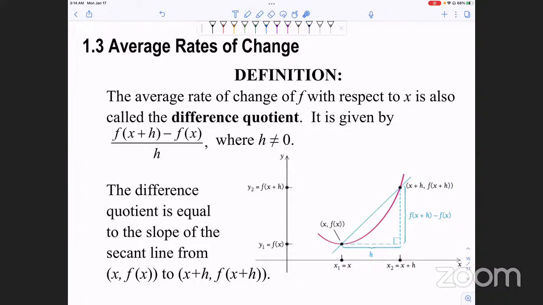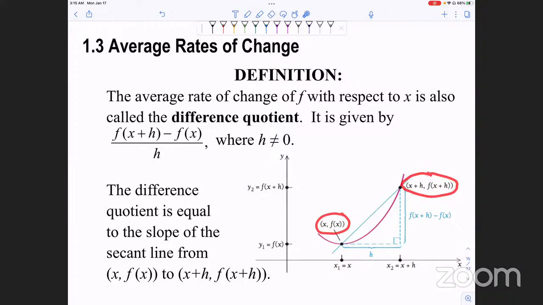So say we have some f of x, some x value and some corresponding f of x. Then we want to introduce some change. We're going to call that the change h. So now we started with x, now we have x plus h. The y corresponding with x is just f of x. The y corresponding with this point is f of x plus h. So then we have this one point x comma f of x and this other point x plus h comma f of x plus h.